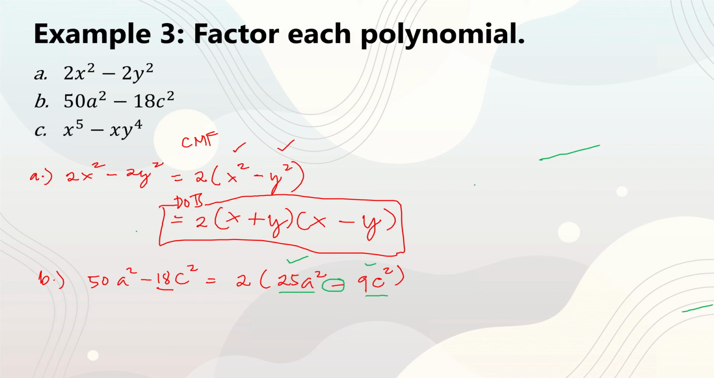So, pwedeng DOTS. So, paano gamitin si DOTS? So, 2 times, okay, may dalawang binomial na need nating isulat. Okay, ano ba yung square root ng 25a squared? So, that would be 5a. So, 5a yung mga first term na. Next is to find the square root of 9c squared, the second term. Square root of 9c squared is 3c. So, 3c in both. Then, opposite sign.